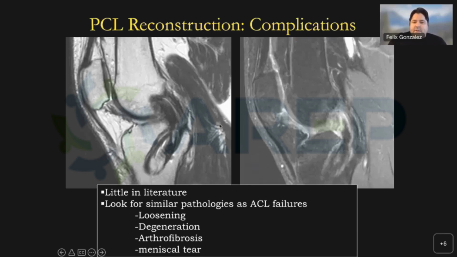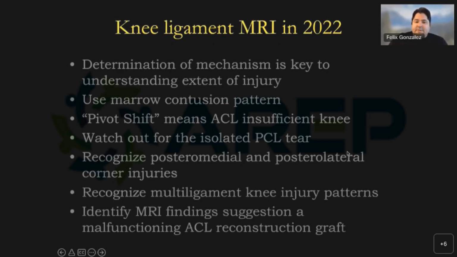So basically, there's very little about that in the setting of PCL, but look for similar pathology as in ACL failures: loosening, degeneration, arthrofibrosis posteriorly, and concomitant meniscal tears and injuries. So overall, for knee ligament MRI in 2022, determining the mechanism of injury is key to understanding the full extent of the injury.